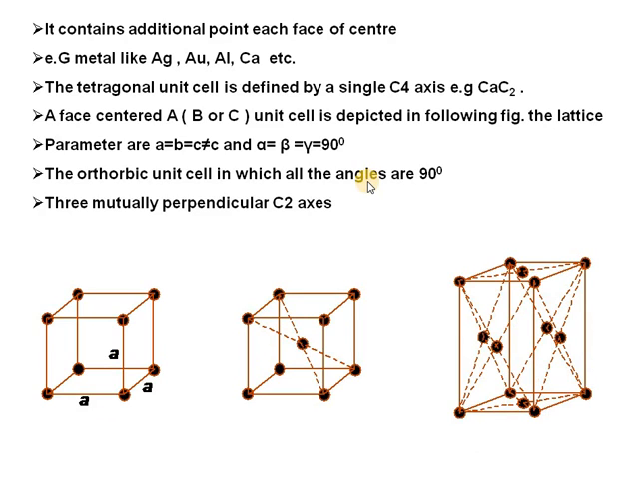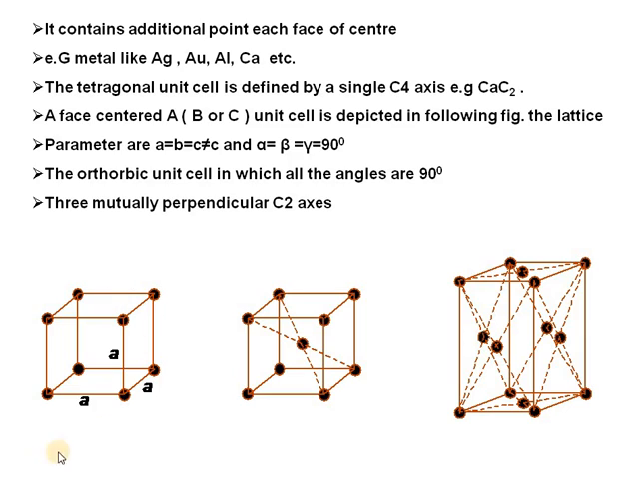And the lattice parameters are shown that A is equal to B, but B is not equal to C, and alpha, beta, gamma is equal to 90 degrees. The orthorhombic unit cell is one in which all the angles are 90 degrees, but has three mutually perpendicular C2 axes.